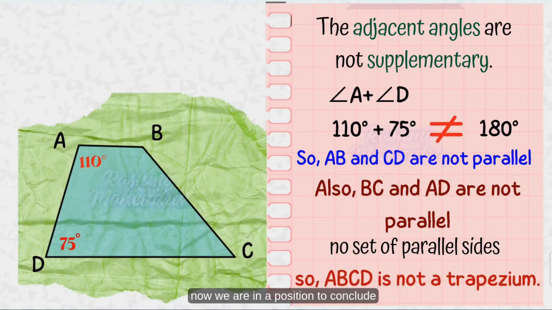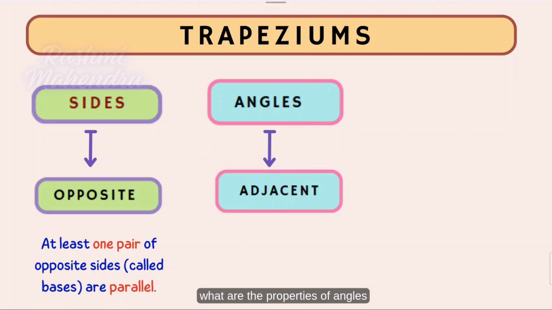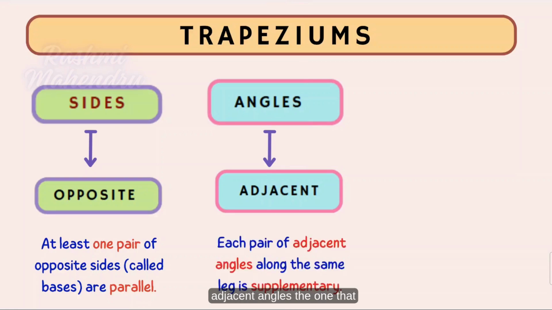So now we are in a position to conclude about the angles as well. What are the properties of angles? Firstly, the adjacent angles. And which adjacent angles? The ones that are running along the same leg, not the base. And what happens to these adjacent angles? They are supplementary because basically they are co-interior angles.